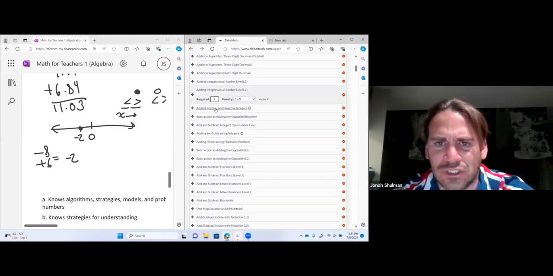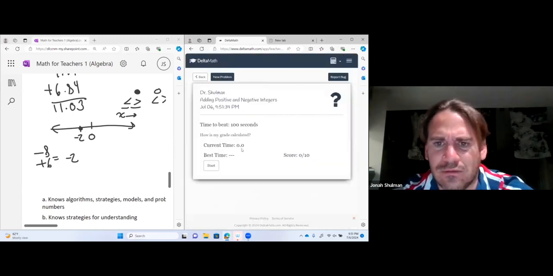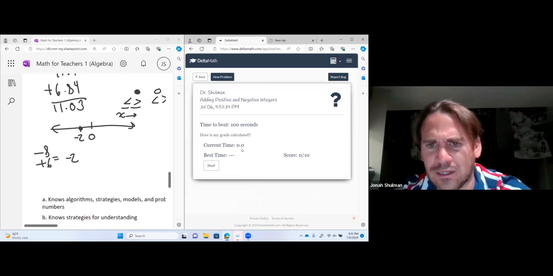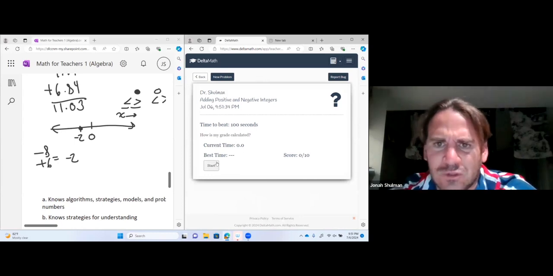So this one's just without a number line, but we're doing positive and negative integers now. Oh, we get to do a times 1. These are fun.